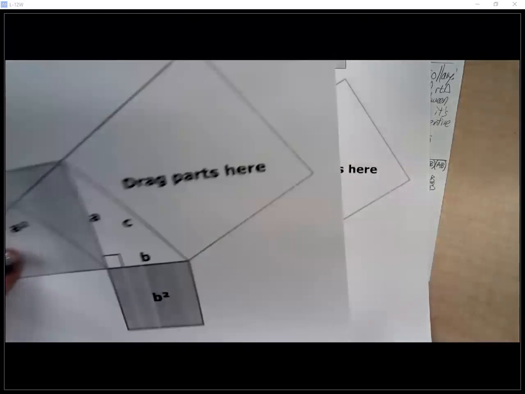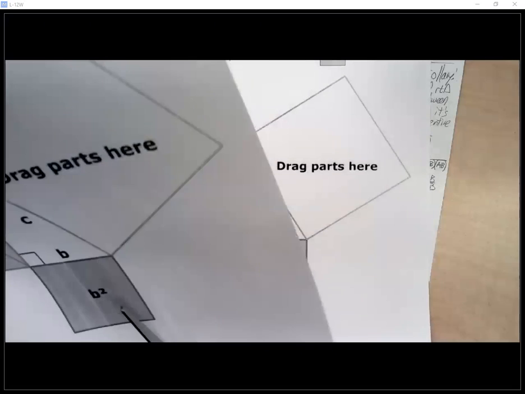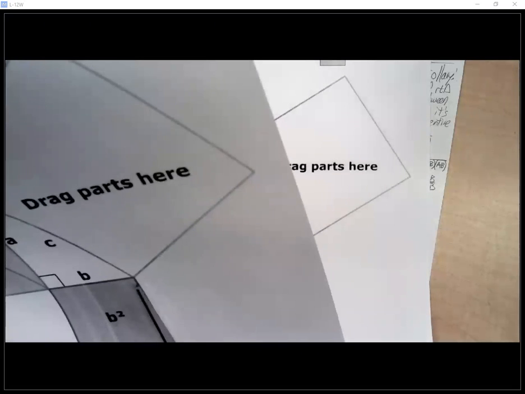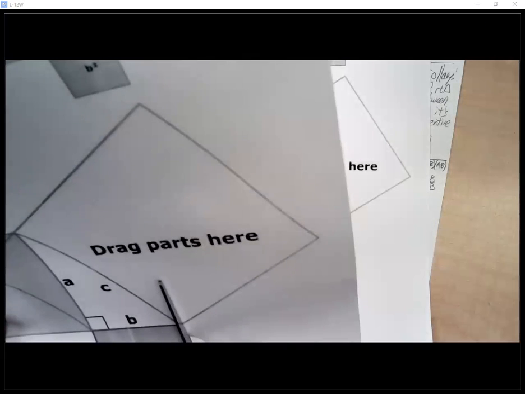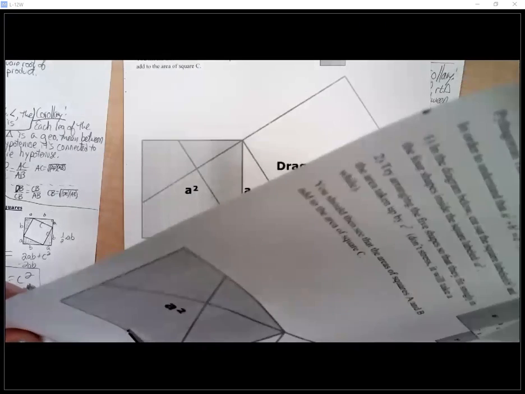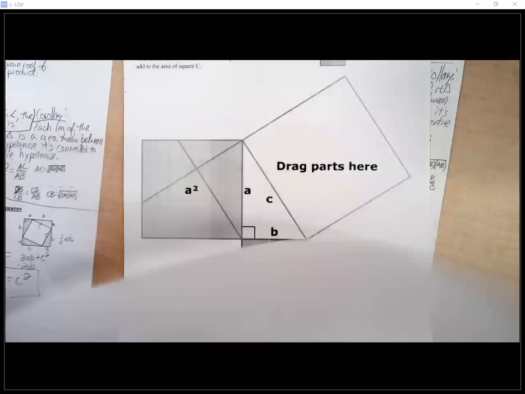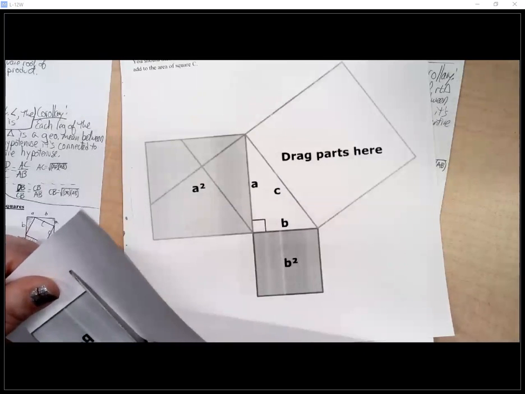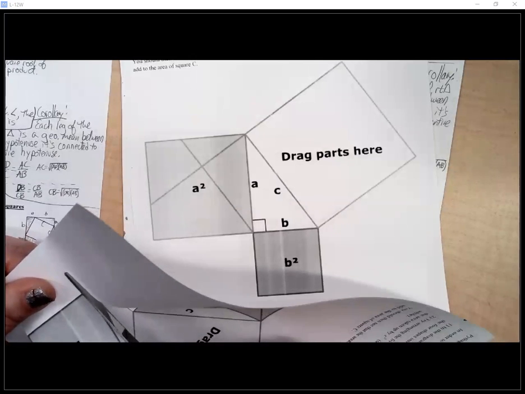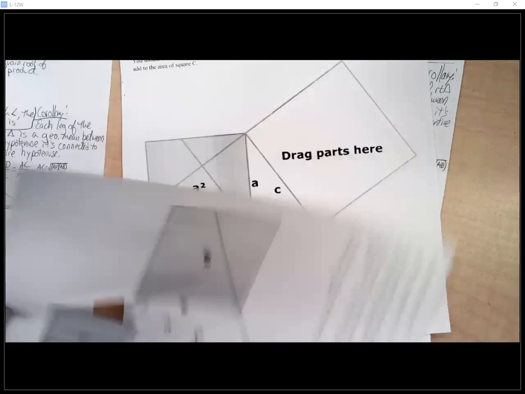So cut out your b squared box. Try and cut as accurately as you can. Cut it completely. You're going to cut out the b squared. We are literally going to try and physically show that a squared, so the square of side length a, plus the square of side length b really does equal the square of side length c.